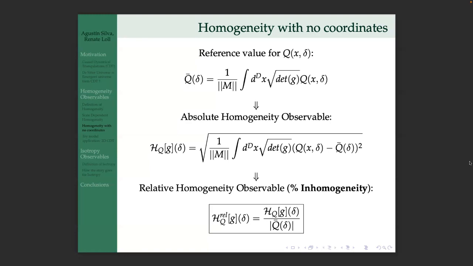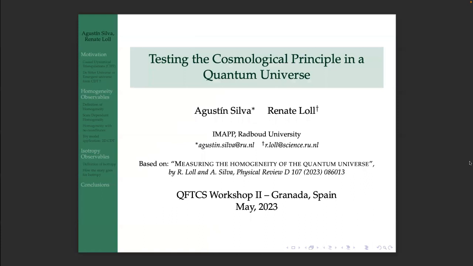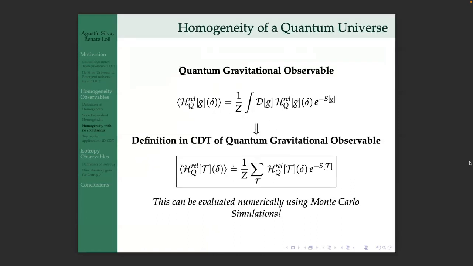But if it's non-zero, then the interpretation of this is a percentage deviation from perfect homogeneity. So percentage deviations from its mean value. And this is something that we can use in quantum gravity, because we can simply plug in this observable H relative, which is this homogeneity observable, inside the path integral. And in causal dynamical triangulations, we have a well-defined way of doing this, which is just introducing this quantity inside the sum over all possible discretizations of spacetime.